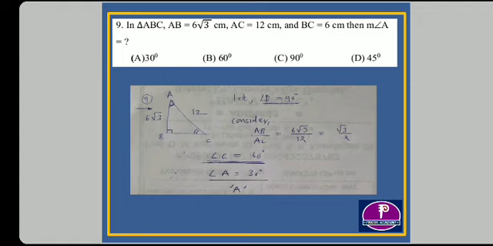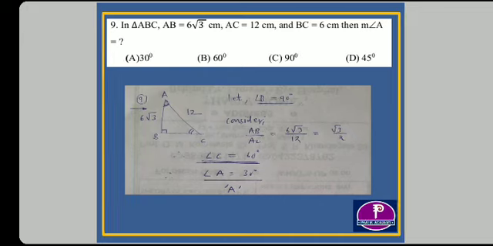Or in other way, you can also use side BC is given 6, AC is given 12. So BC upon AC is coming 1/2. So ratio is coming 1/2. Therefore angle opposite to that side will be 30 degree. You can directly go with this also.